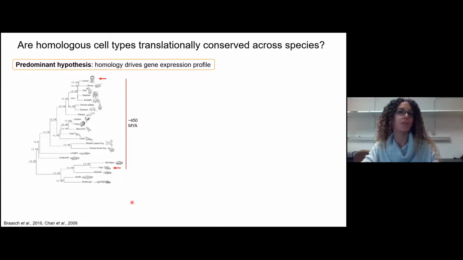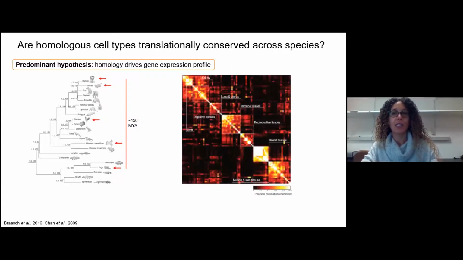Despite this huge evolutionary distance, a study that examined the expression conservation of homologous tissues of human, mouse, chicken, frog, and pufferfish found that tissues clustered based on cell identity rather than by the species of origin. This heat map is a graphical representation of an all-versus-all correlation matrix of expression profiles between the 20 tissues in each of the 5 species. And you can see that the cell types are clustered together here in the middle.